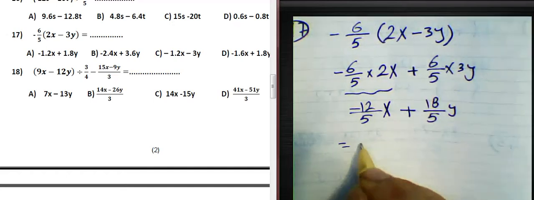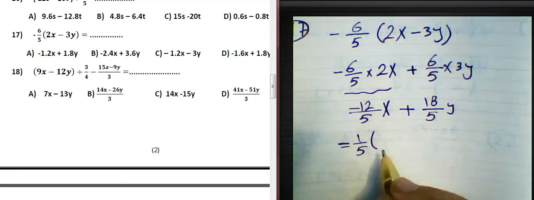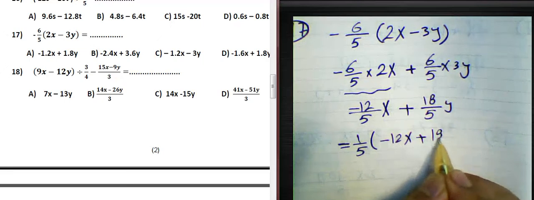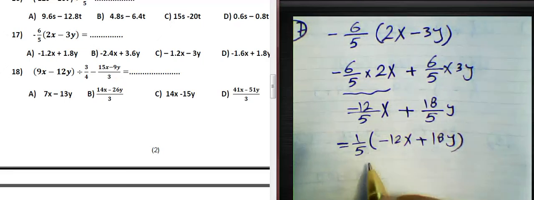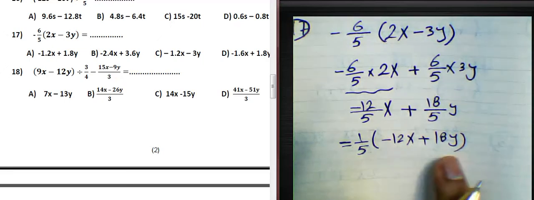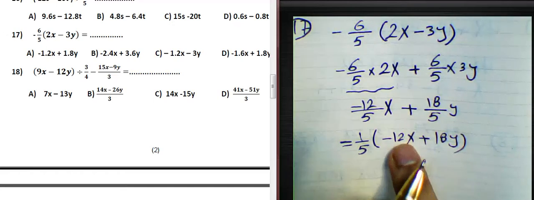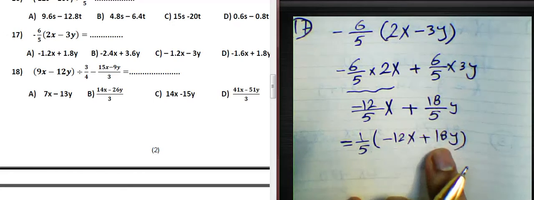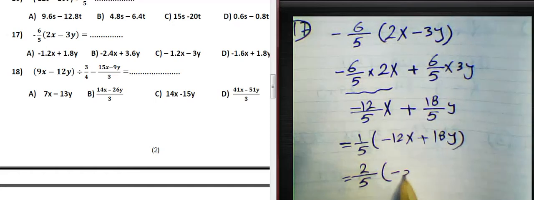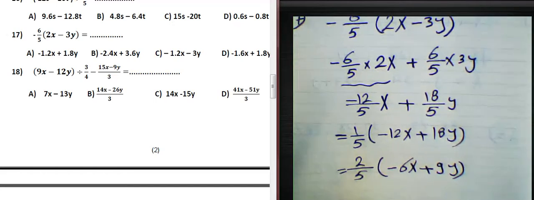We can write 1 over 5 outside as a common factor between the two terms, and the result will be negative 12x plus 18y. And we can write outside only 2, because negative 12 and 18 can be divided by 2. We can write here 2 over 5, and it will be negative 6x plus 9y.